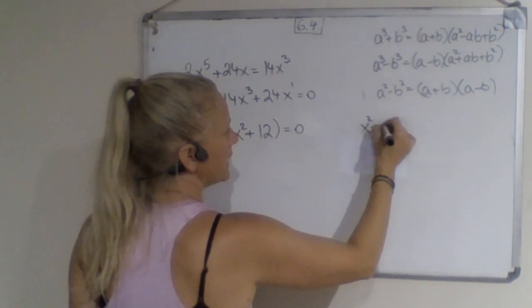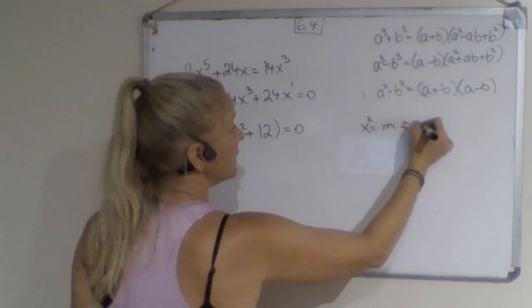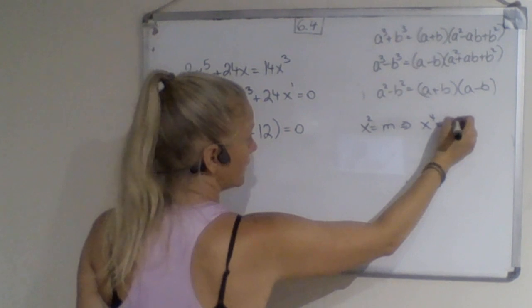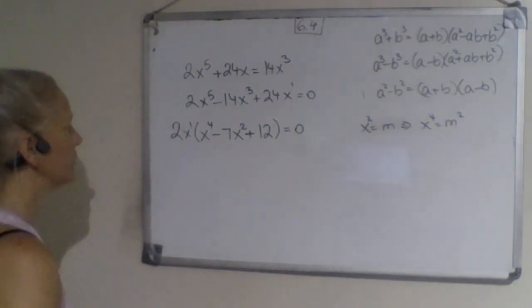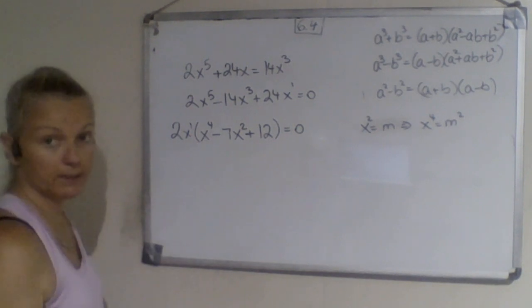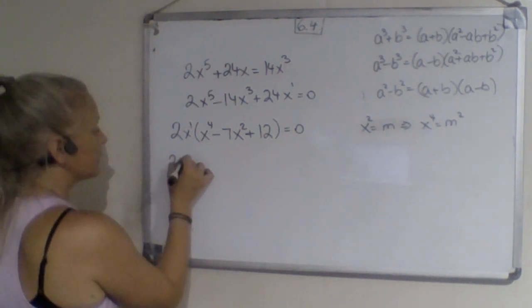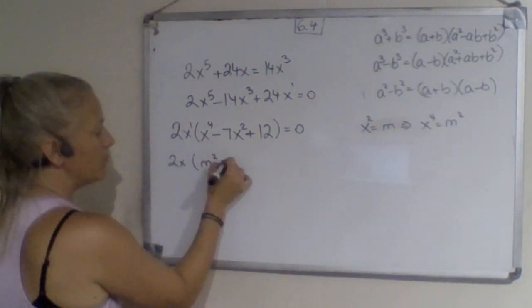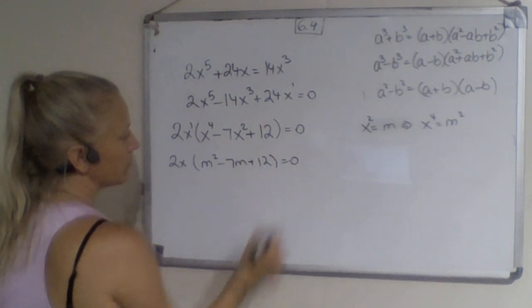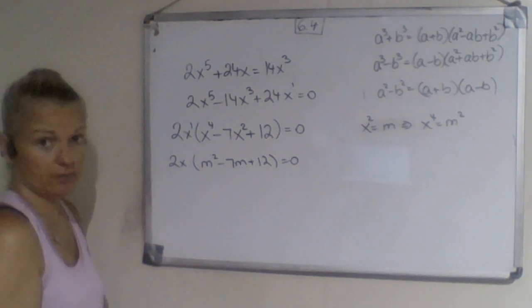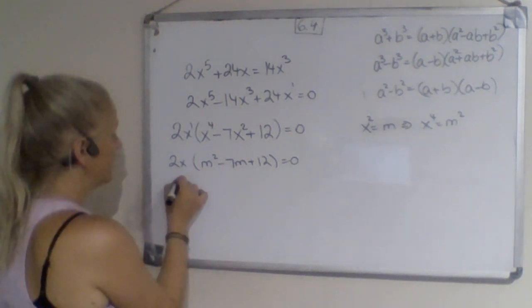Which means, well, let me do it the other way around. x squared equals m, which means x to the 4th equals m squared, correct? So let's go ahead and replace everything we have. This is just going to stay 2x because I can't do anything about it. 2x, m squared minus 7m plus 12 equals 0. Let's go ahead and factor this out. We know how to factor. This is just a simple binomial.